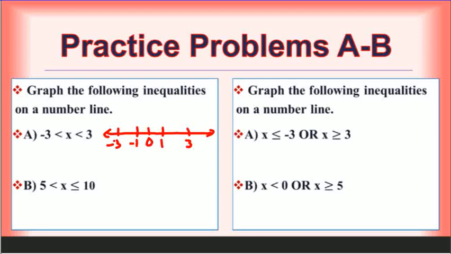We have an open circle on -3. It's got to be greater than. Open circle on +3. It's got to be less than. They join in the middle because the variable is in the middle, they have common solutions.